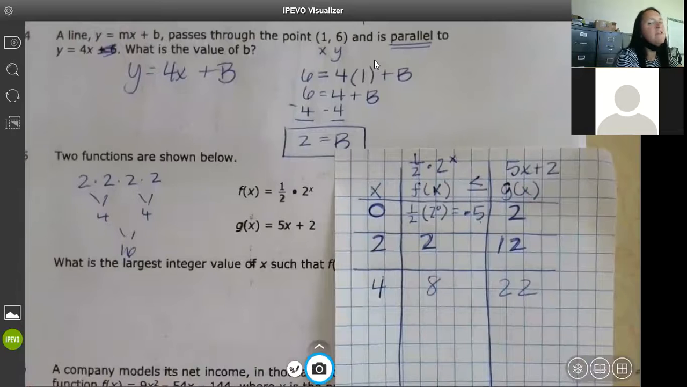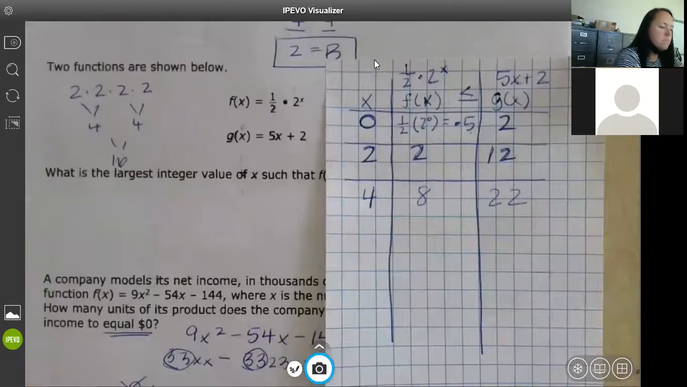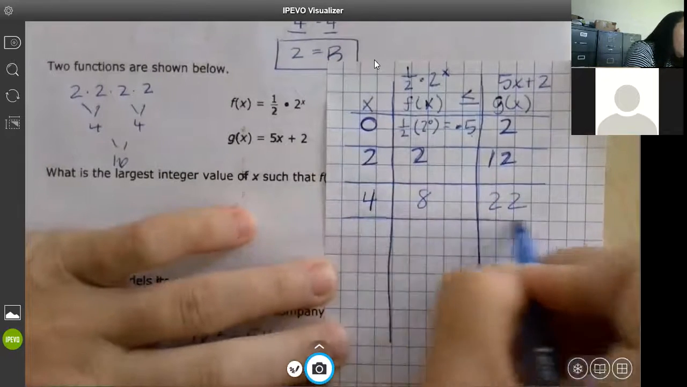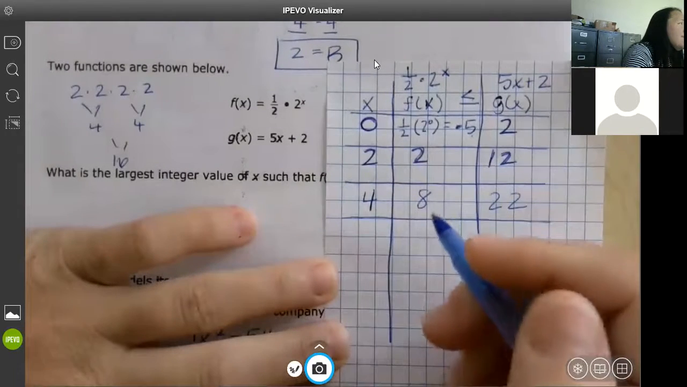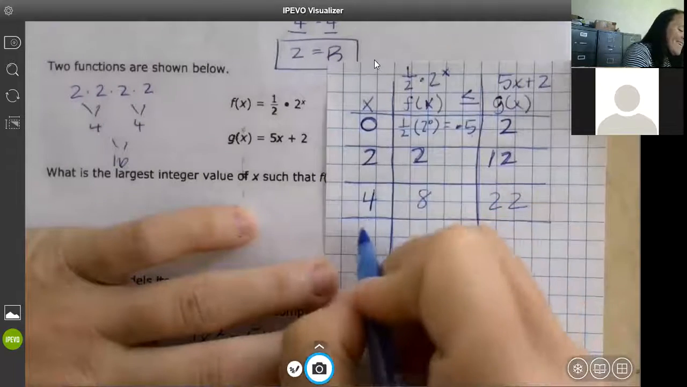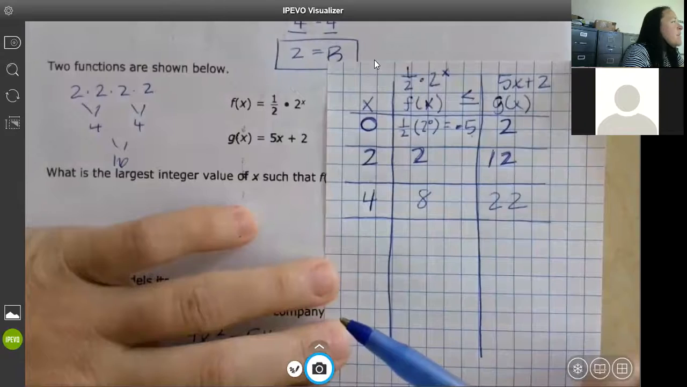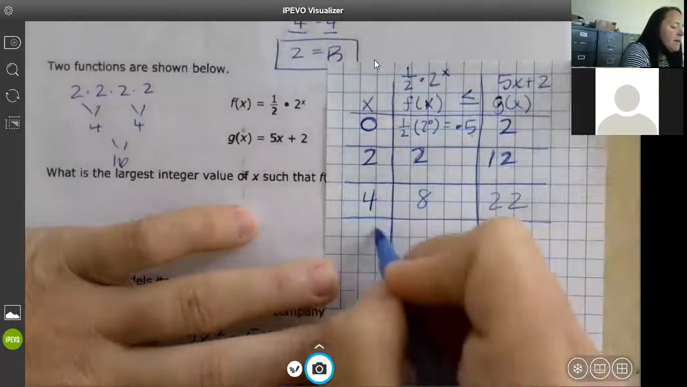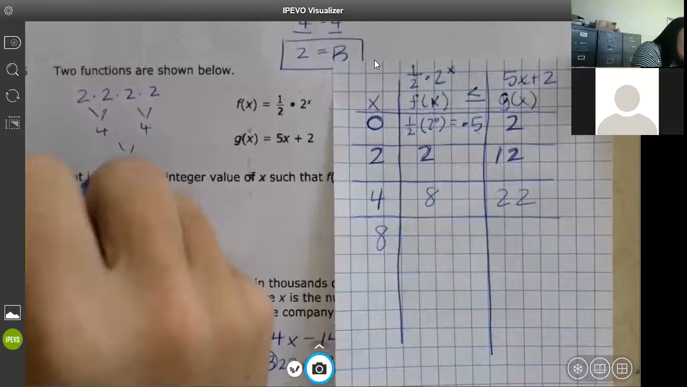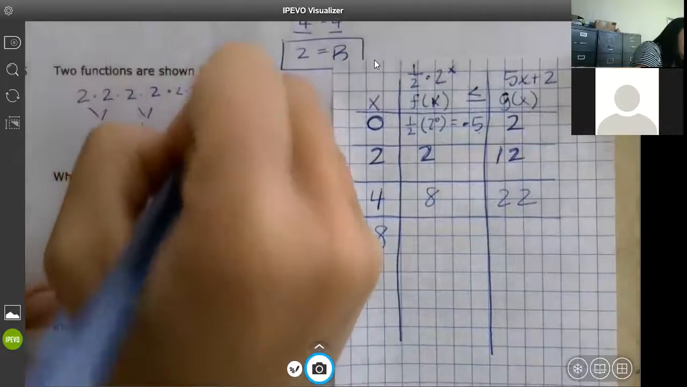Since I'm doing the largest integer, maybe I should go a little bit bigger. What you think? Did you say 16? You might want to think about that. You gonna do 2 to the 20? Let's try a little bit smart. Let's try 8. This might not work. So 2 times 2 times 2 times 2.